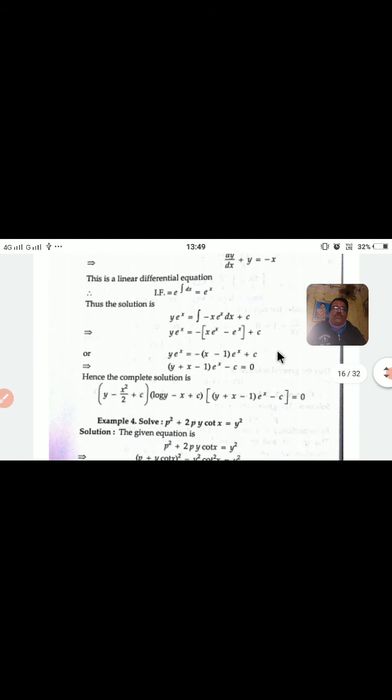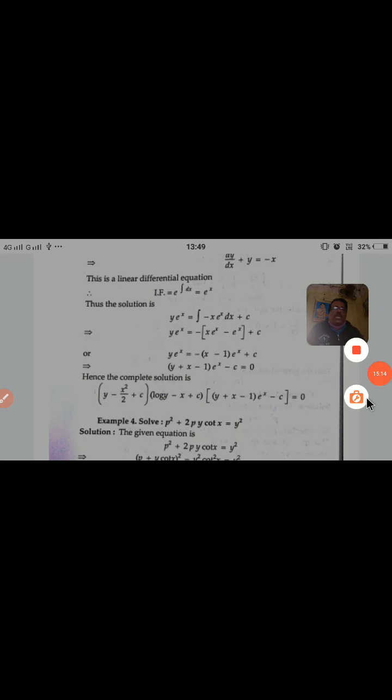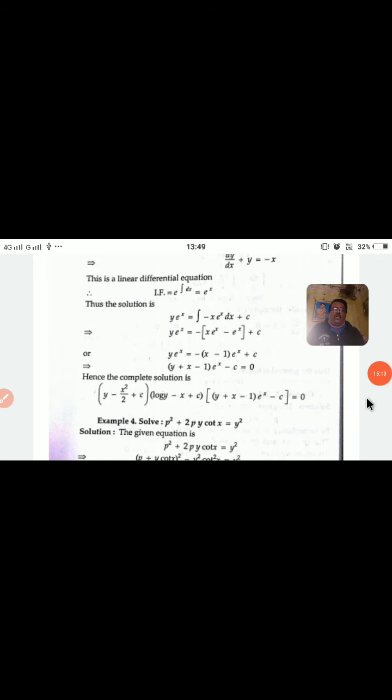So now we have three solutions. Taking the product of all these solutions: the first is y minus x square by 2 plus c, the second is log y minus x plus c, and the third is y minus x plus 1 into e raised to minus x minus c. Taking the product of all these and equating it to 0 gives the solution of the differential equation of first order and higher degree. So this is how we solve a differential equation of first order and higher degree.